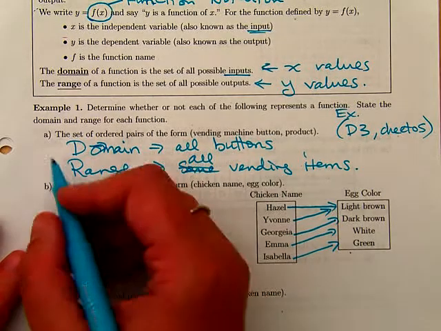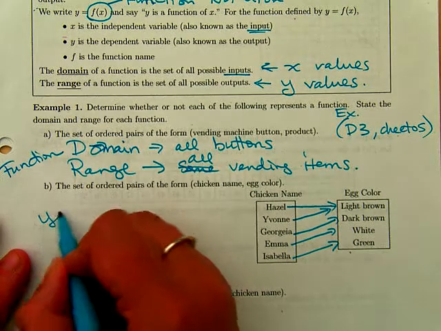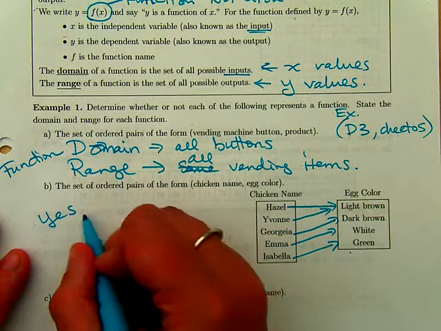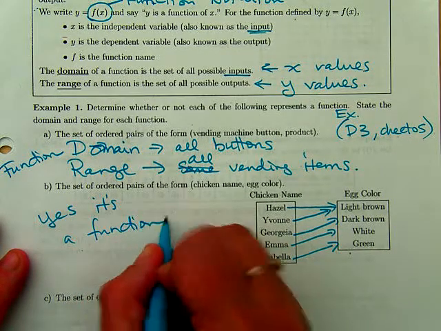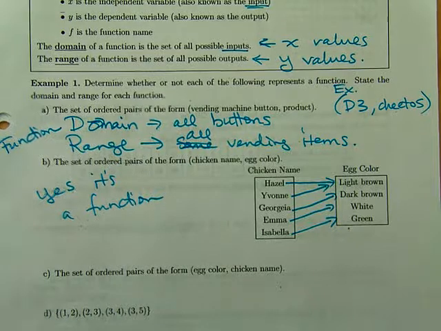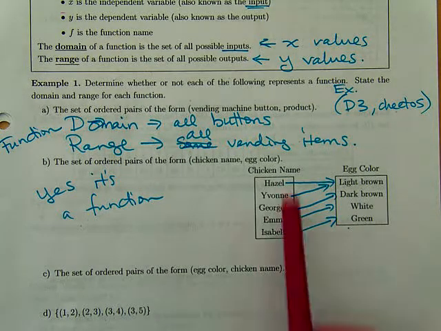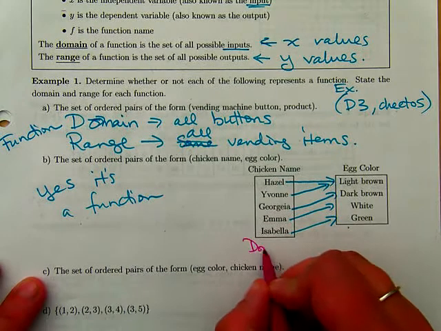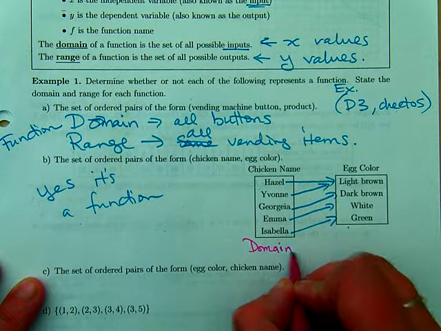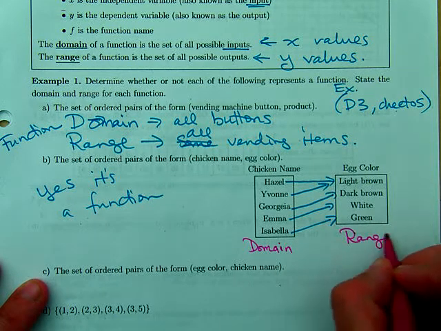This would be a function. Yes, this is a function. And what would be our domain and what would be our range for the chicken example? Chicken is the domain. Good. And the color egg they produce would be the range.